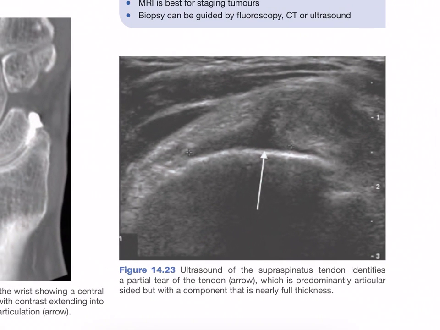Figure 14.23: Ultrasound of the supraspinatus tendon identifies a partial tear in the tendon which is predominantly articular sided but with a component that is nearly full thickness.